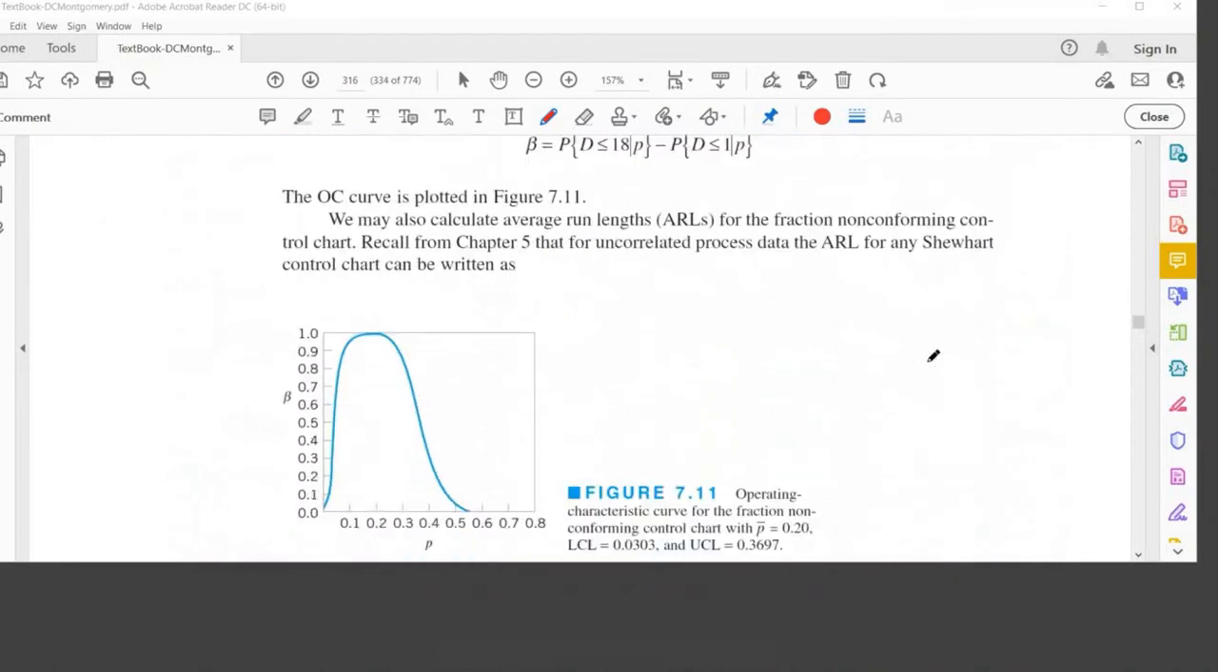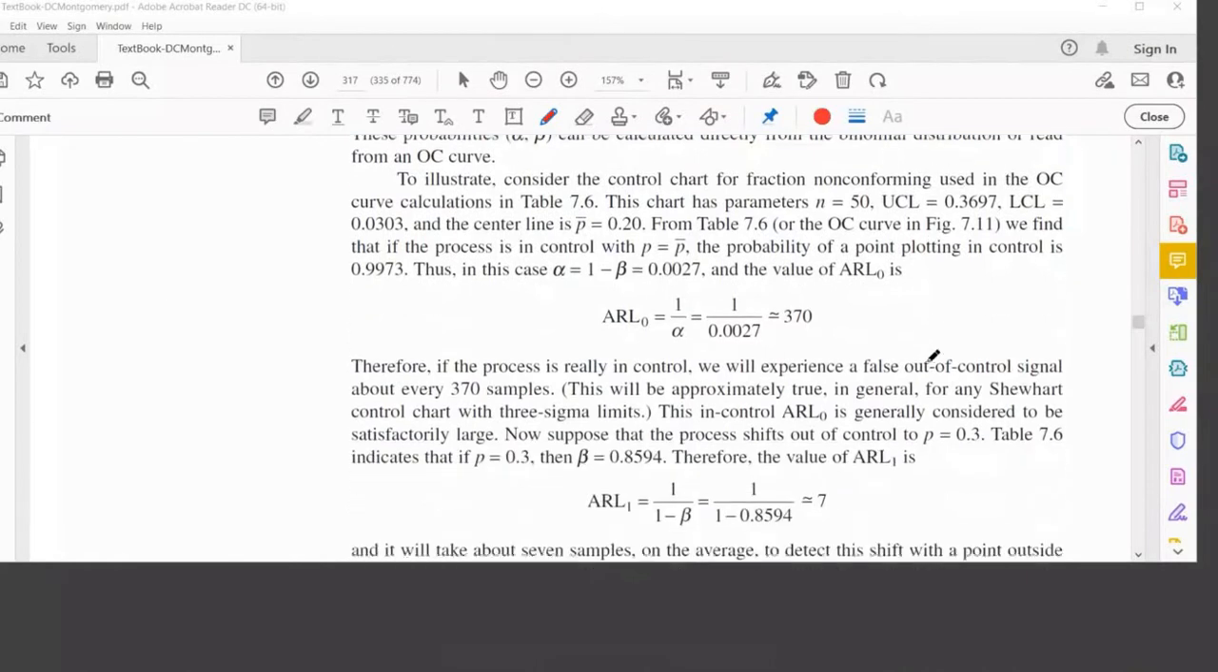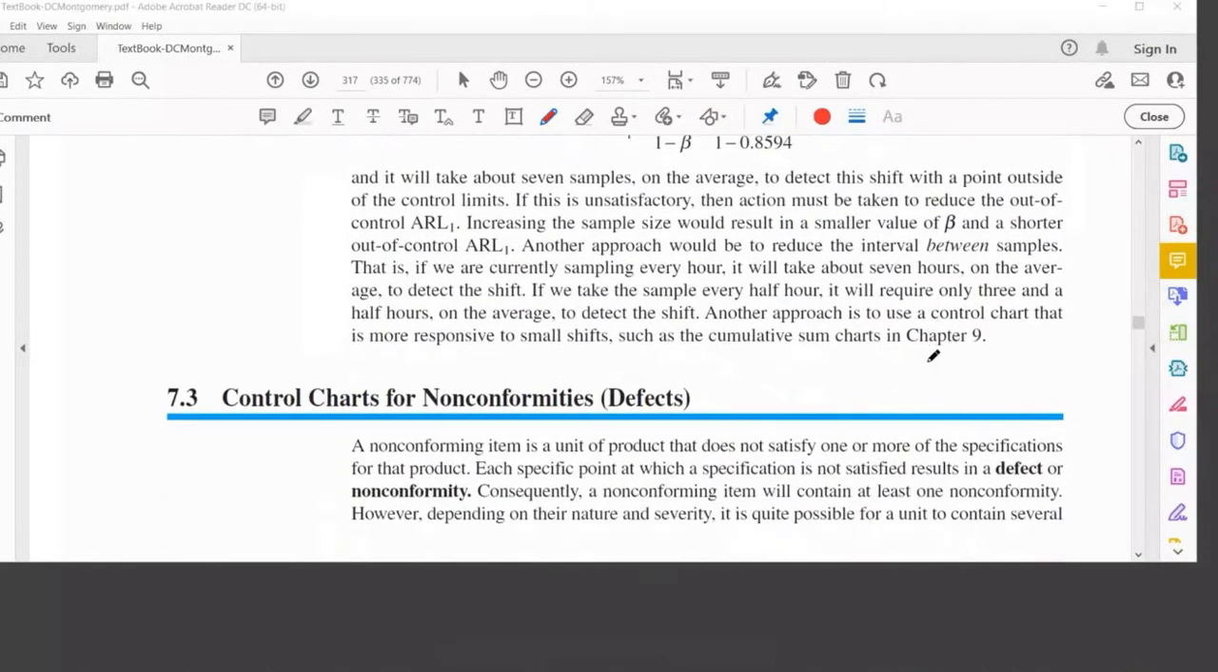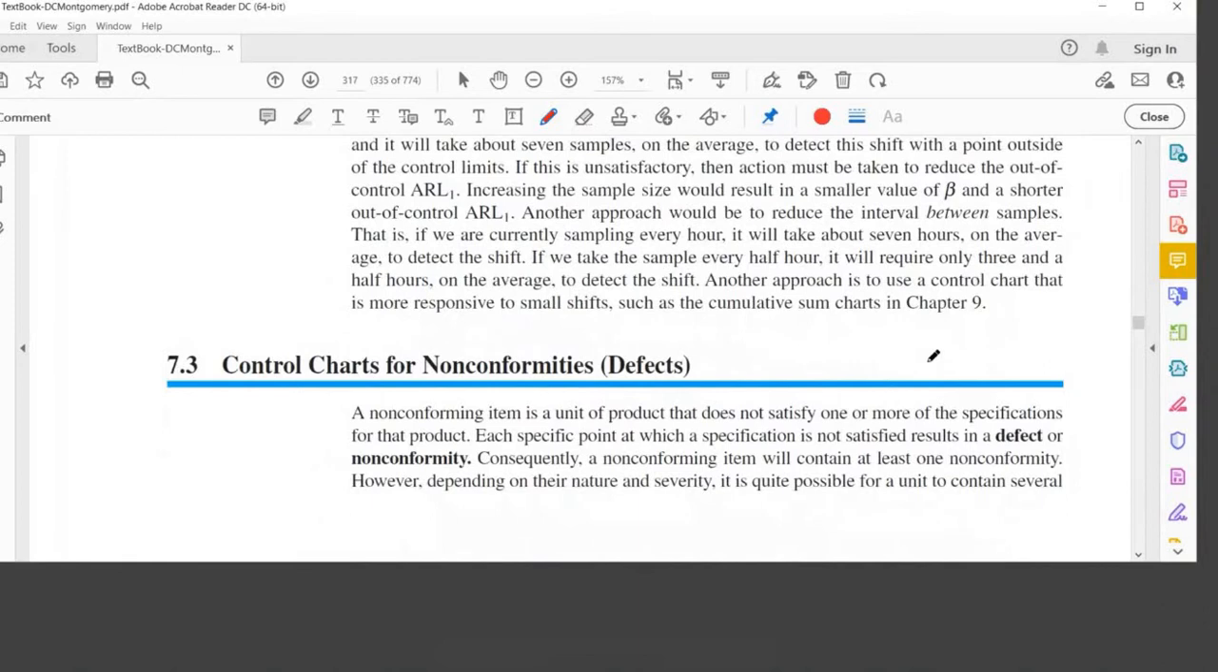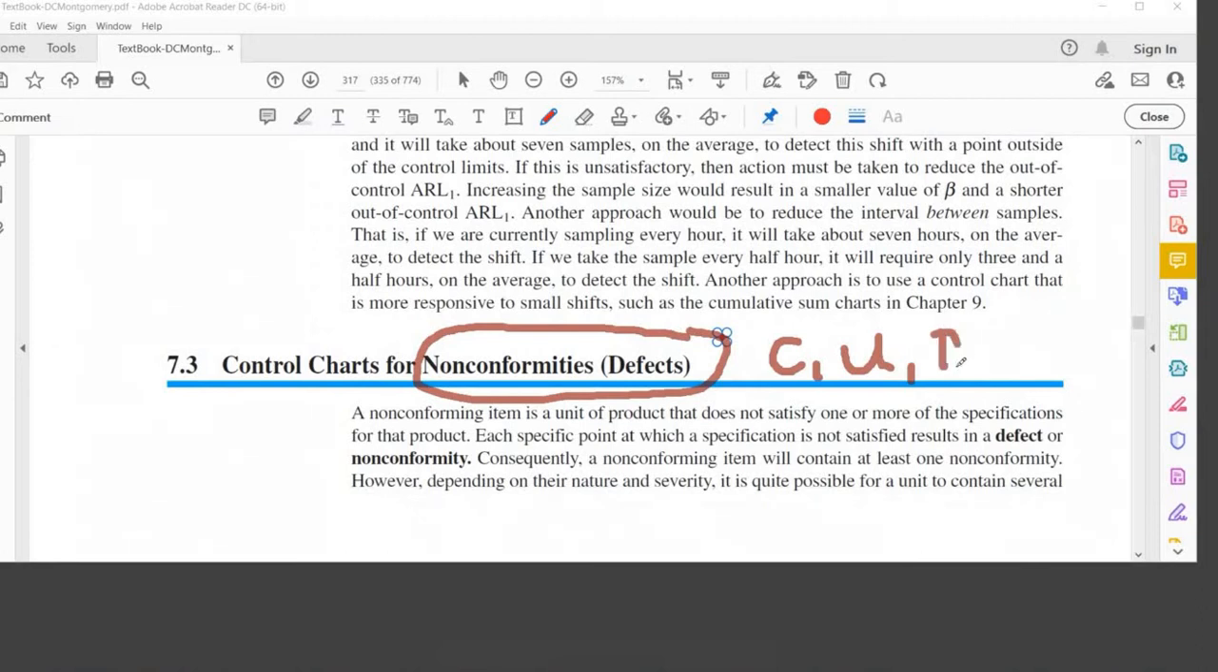Let me move to another type of chart. We still have C chart and U chart. We call this non-conformities, which I explained earlier. Non-conformities or defects. What type of chart do we use here? We use C chart, U chart, or demerit chart.